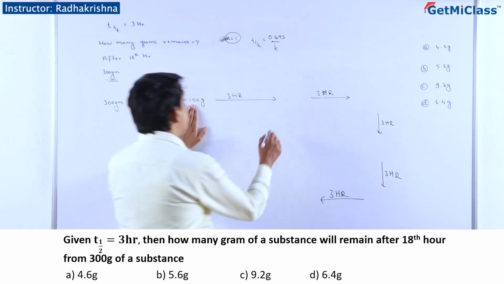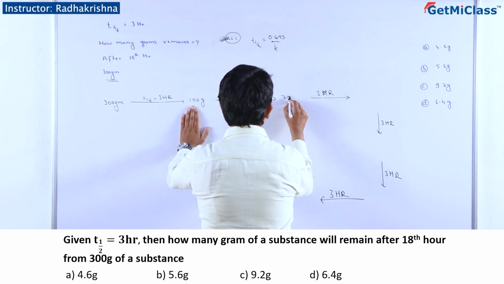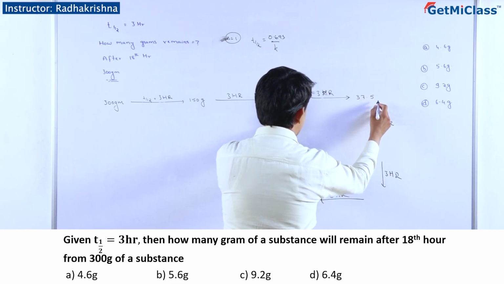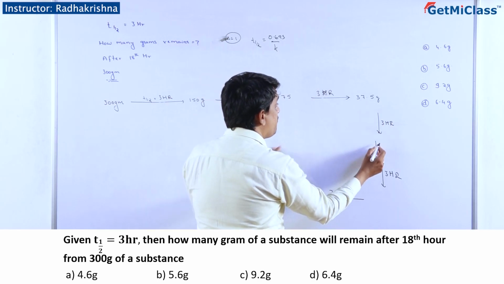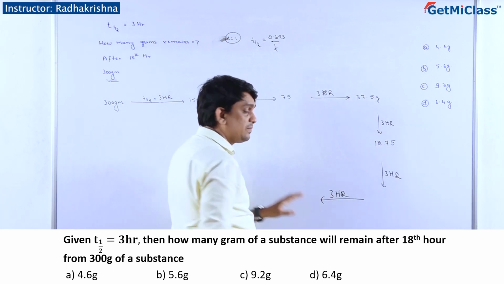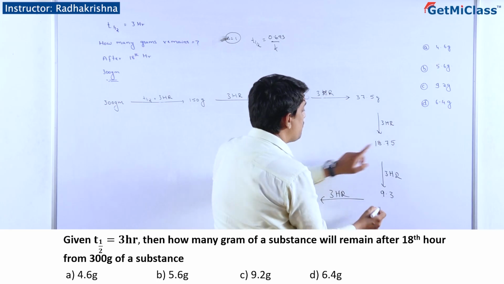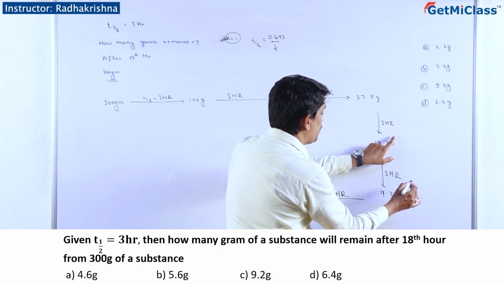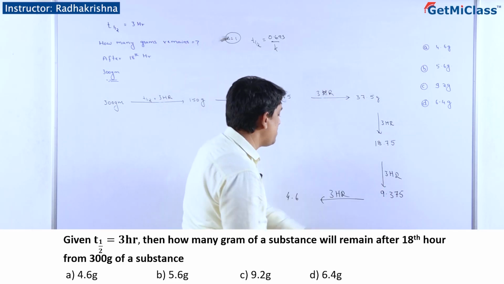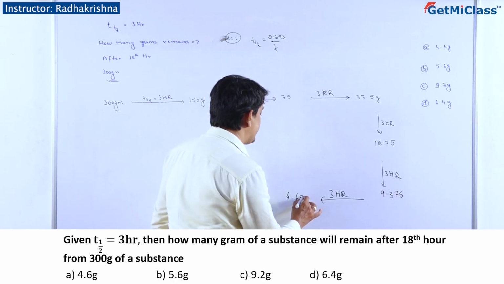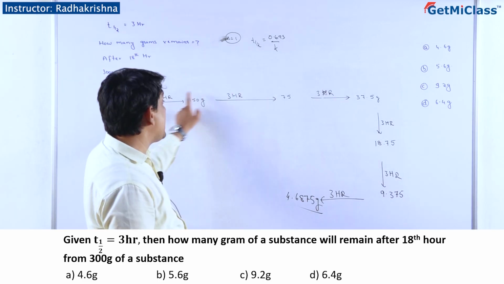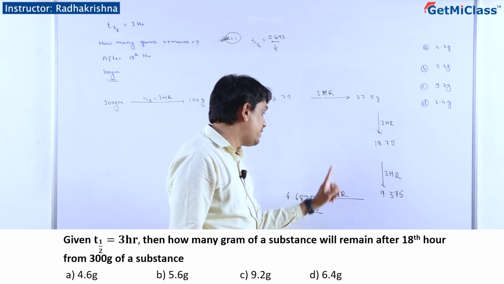So 150 divided by 2 is 75, then 37.5, then 18.75, then 9.375. After 18 hours, that is 3 hours, 6 hours, 9 hours, 12 hours, 15 hours, 18 hours, we keep halving.